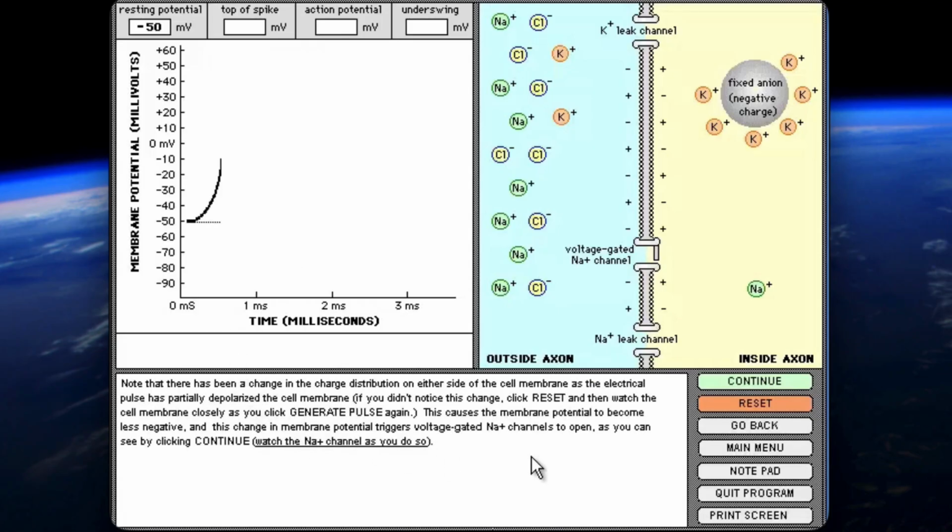There has been a change in the charge distribution on either side of the cell membrane as the electrical pulse has partially depolarized the membrane. If you didn't notice this change, back up the video and watch again. This causes the membrane potential to become less negative, and this change in membrane potential triggers voltage-gated sodium channels to open, as you will see.